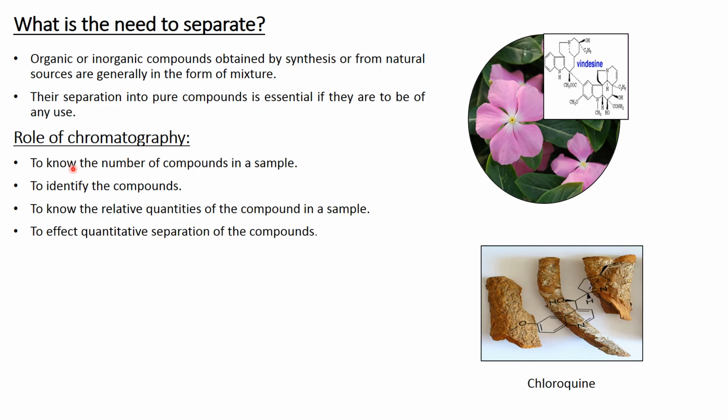chromatography? It is used to know the number of compounds or components in a sample. It can also be used to identify the compounds. So basically chromatography is not only for separation, it is used for three things: separation, isolation, and even for identification. To know the relative quantities of the compound, one can find out by comparing with standard how much is a concentration of a particular constituent in a sample. It can also give you a quantitative separation. As I said, it can be used for isolation also.